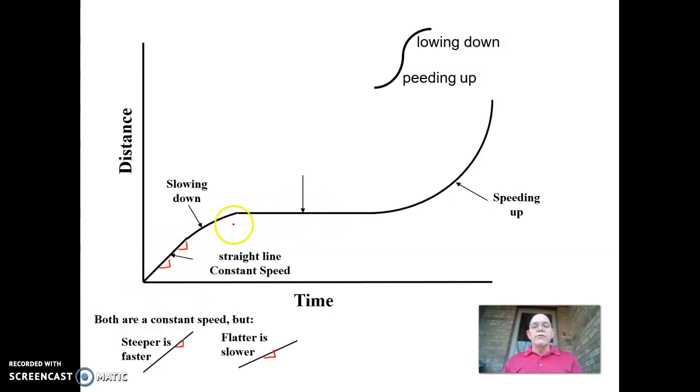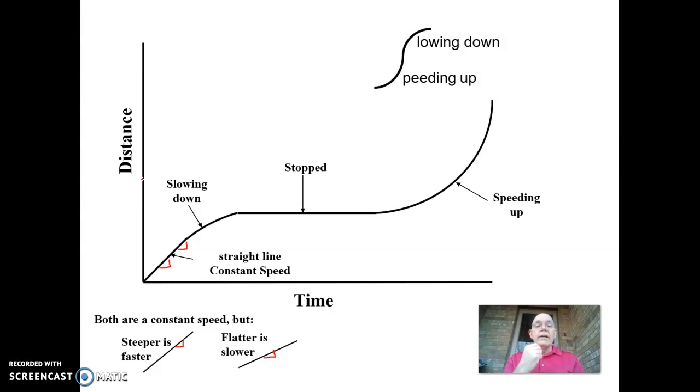Now here we have a straight line going straight across. If we look at this, if it's going straight across, time is still increasing, but the distance is not. So if the distance is not increasing, but the time is, that means you're not going anywhere. You're just sitting in one place. So that means you are officially stopped. Okay, you're not going anywhere, so you are officially stopped.